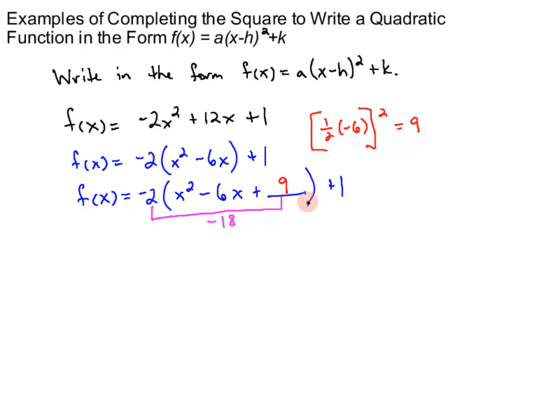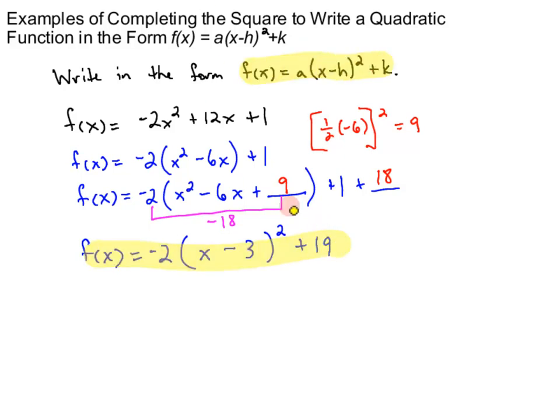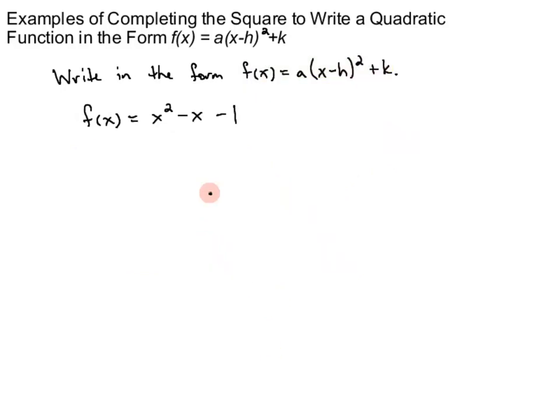And to balance it now I have to do something on the right side, so to balance subtracting an 18 I need to now add an 18 to balance it. So the second step and the third step are literally the same thing, just written in different forms. Now I can factor what's inside the parentheses, which is a perfect square. I have x, and then half of the negative 6 is negative 3. And then 1 plus 18 on the outside is positive 19. So now we've got our function into the right form, and the vertex would be the ordered pair 3, 19.